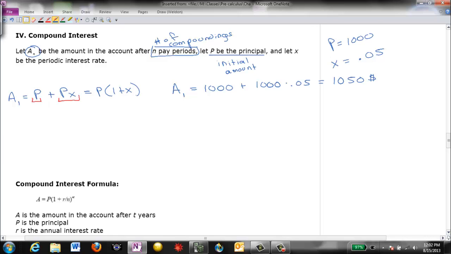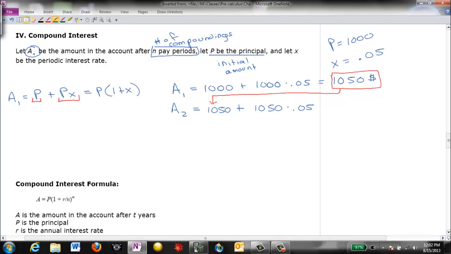Okay, so let's compound again. Let's see what happens. So now I'm going to compound a second time. Now, we don't have $1,000 in our account anymore. We now have $1,050 in our account, right? So this is our new account balance. But before I compound again, this is my new principal, right? So I now have 1,050 as my principal, and I'm going to add to it 5% of 1,050, right? So I'm going to take 1,050 times 0.05.